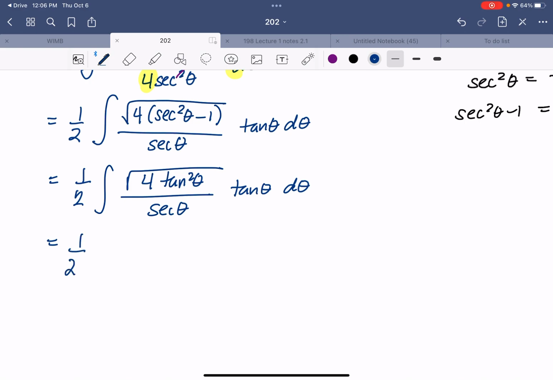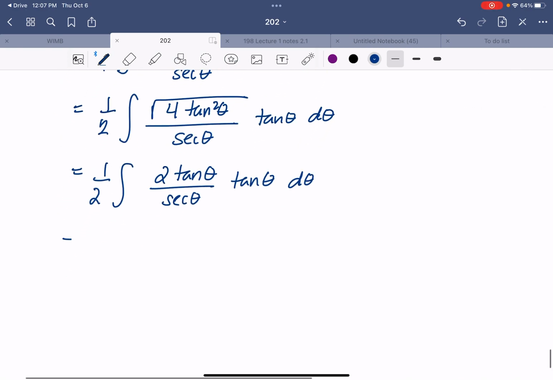So we have 1/2 integral. That's a 2 tangent theta that pops out over secant theta times tangent theta, d theta. Okay, from here, the 2 comes out and cancels with a 1/2. And we've got the integral of tangent squared theta over secant theta, d theta. Okay, what do we do now? All right, typically when you see tangents and secants, we want to cancel. But there is a trick that I can use here.